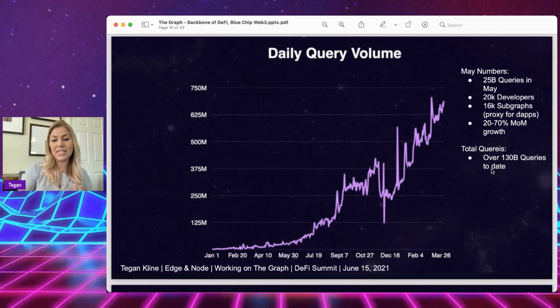And then we've seen consistent growth, between 20 to 70% month over month in each of those three areas. And to date, The Graph has actually processed over 130 billion queries. And just showing, The Graph's been around for some time. The idea was conceived 3 years ago, and The Graph's hosted service started 2 years ago. And since starting, this is how many queries the hosted service has processed. What's pretty remarkable is that 25 billion of those were in May. So it just shows how much growth we've seen, and I think that speaks to a lot of the growth within the Web3 or blockchain space as a whole.